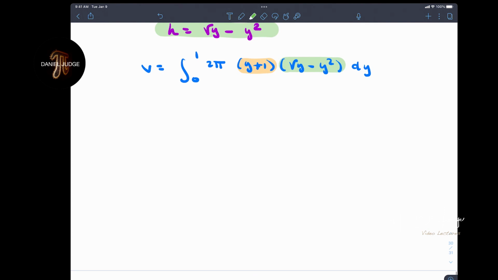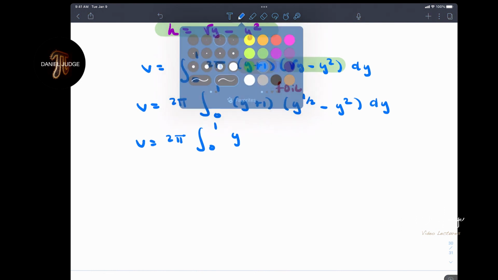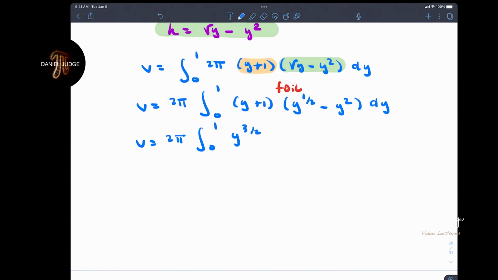All right. So pull out your 2 pi. We're going to integrate from 0 to 1. But I'm going to have to use a little bit of algebra here so that we can integrate. So this will be by FOIL. Y to the 3 halves first, outer, minus y cubed, inner, y to the 1 half, last term, y squared.